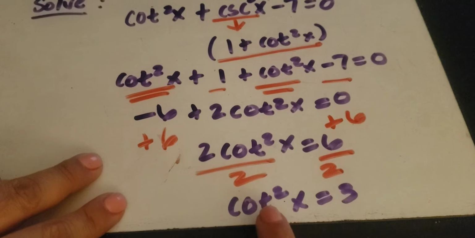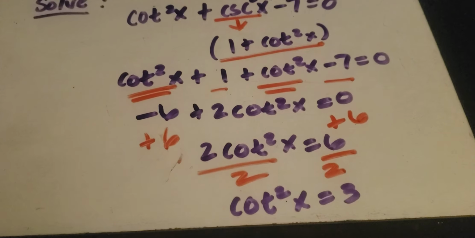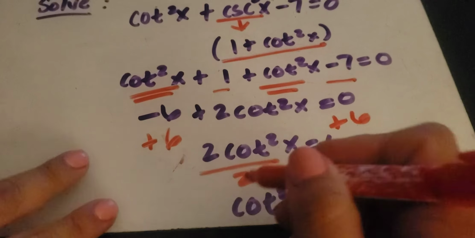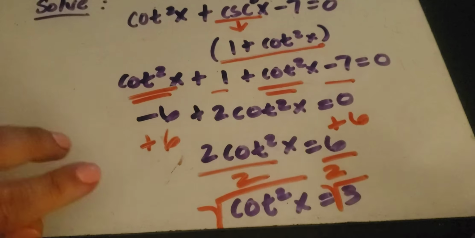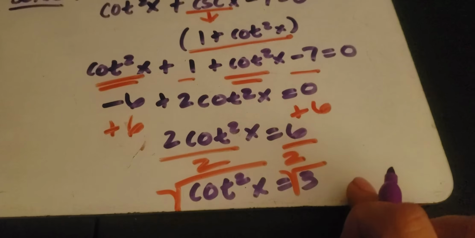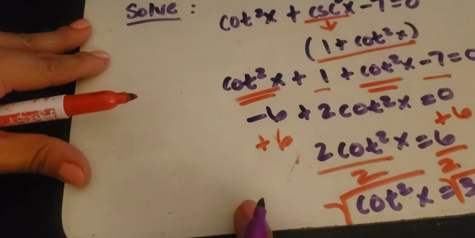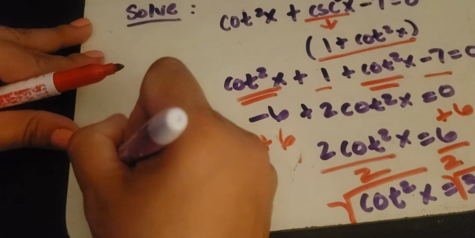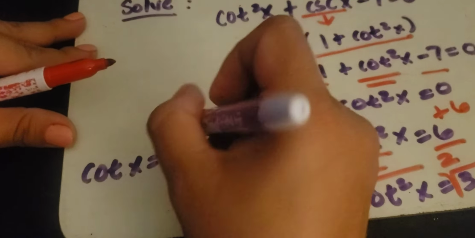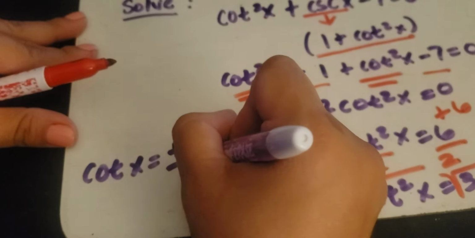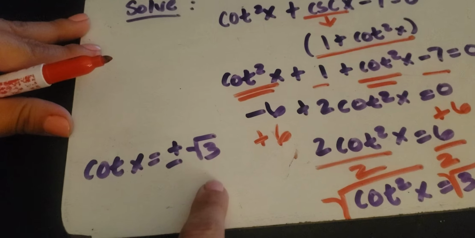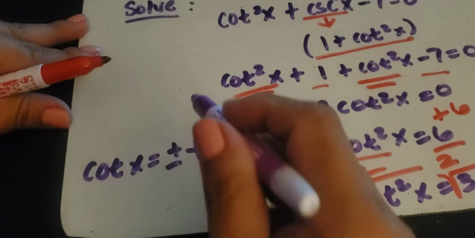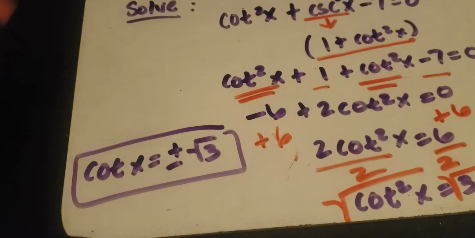But we don't want to solve for cotangent squared of x, we want to solve for just cotangent. So we're going to square root both sides. I'm running out of room, so let me move to this side. In doing so, we're left with cotangent of x equals plus or minus square root of 3. Remember, I showed you earlier how we got the plus or minus. So now we're going to solve for it.